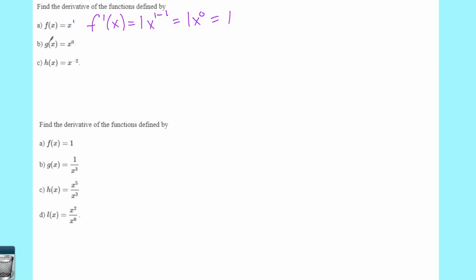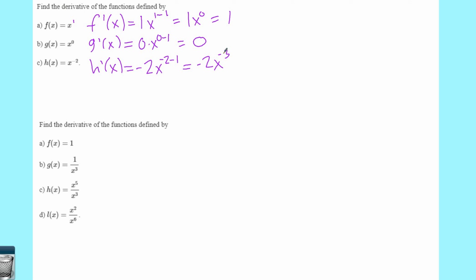Okay, for part B, we're going to do the derivative of g. And we put the exponent out front, and then we decrease that exponent by 1. But it really doesn't matter here because our exponent was 0. So we're going to multiply by 0, which is always 0. Last one. Put that exponent out front, so it's now negative 2 times x to the negative 2 minus 1, which is negative 3. There you have it.